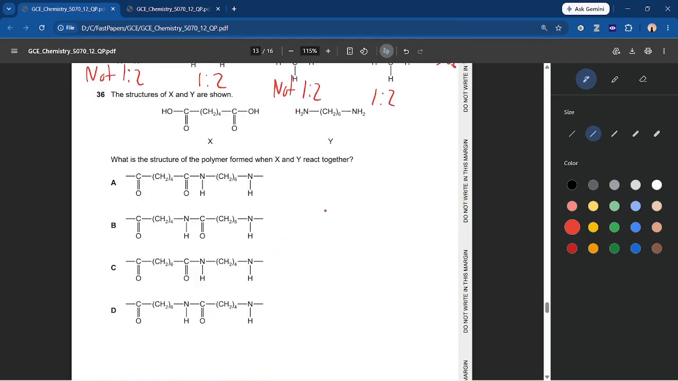The structures of X and Y are shown. What is the structure of the polymer formed when X and Y react together? So let's take a look over here. So the amide bond is going to form between this part over here and between this part over here. So we're going to have to look for something where... Okay, so first of all, we can immediately get to this because this is saying CH2 4, and then you get the amide bond. Where did this come from? So this is not correct.